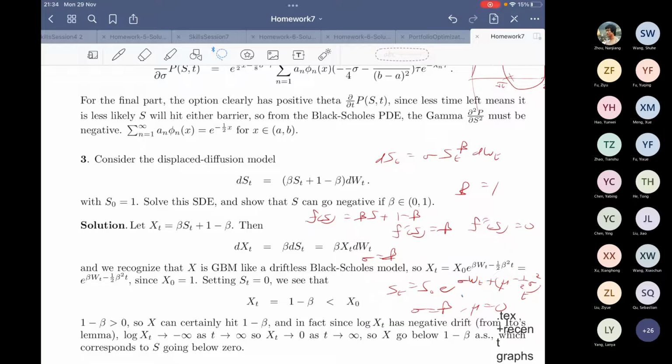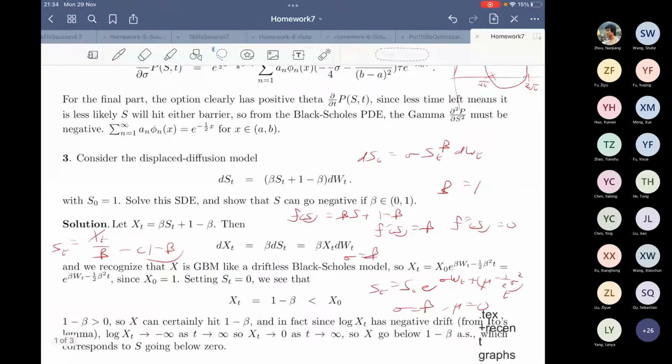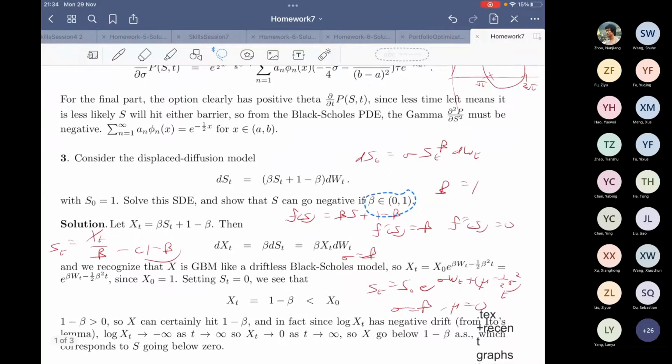And of course, if we've got the explicit solution to x, we have an explicit solution for s because x and s have a very simple relationship. We can get from x to st: xt divided by beta, minus 1 minus beta, is st. Anyway, and then the second part says, show that s can go negative if beta is in this range.